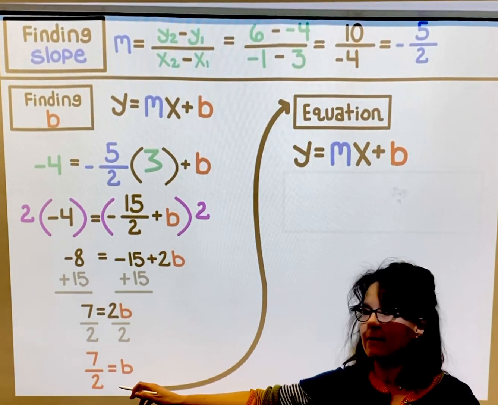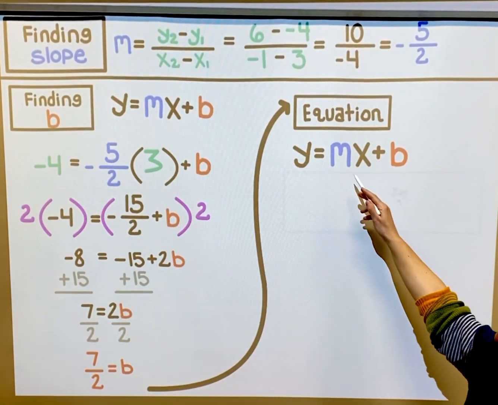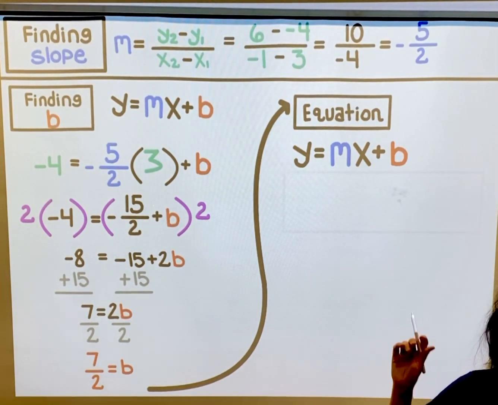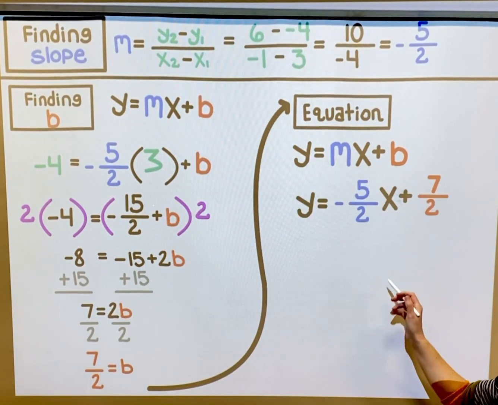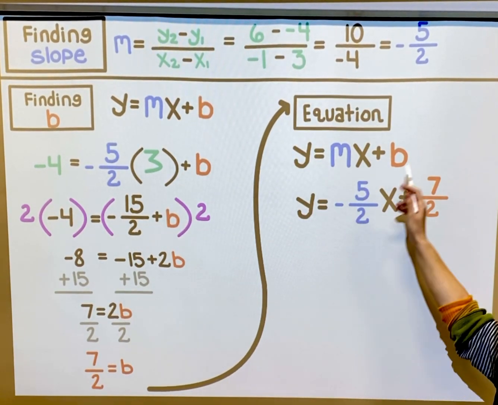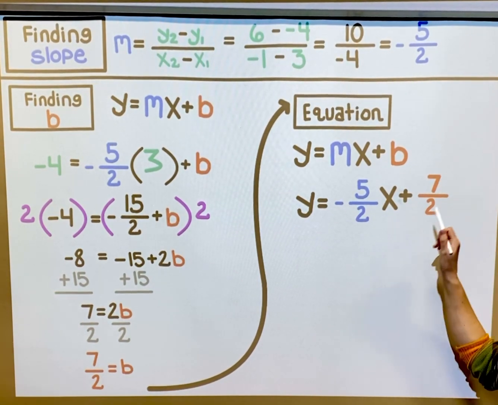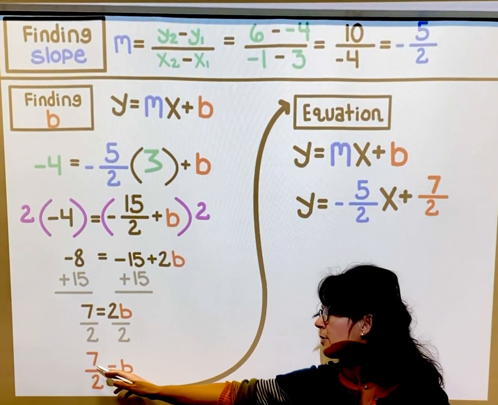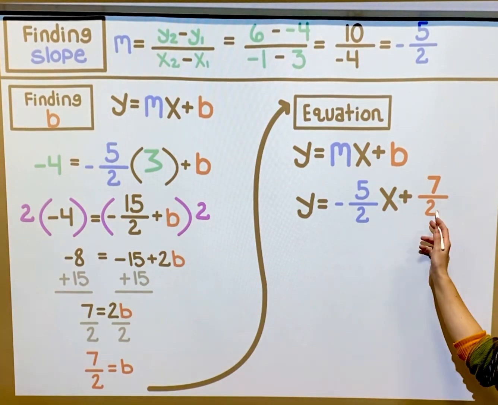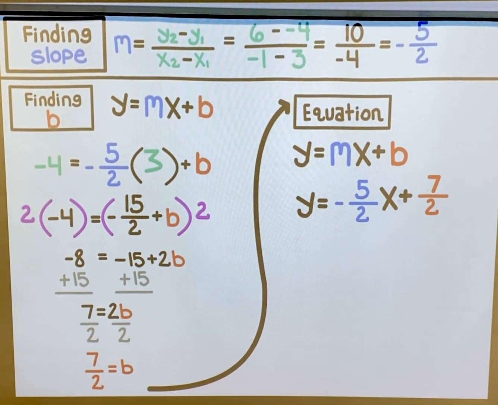So if b is 7 over 2, I now know the m and I know the b. So my equation, I replace the m with the -5 over 2 I found first, and I'm replacing the b with 7 over 2, so plus 7 over 2, and I've got my answer.